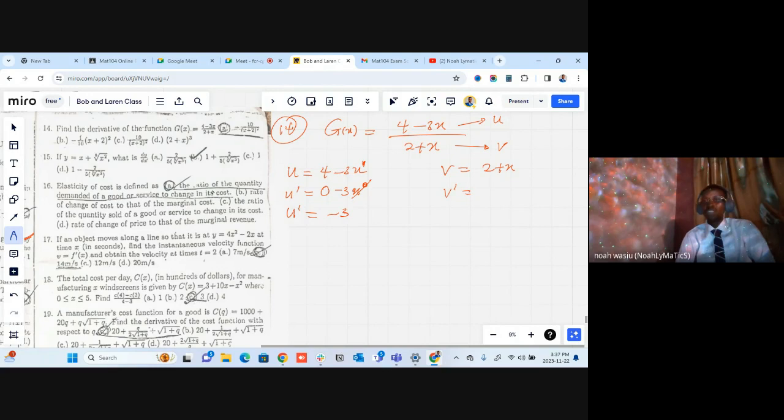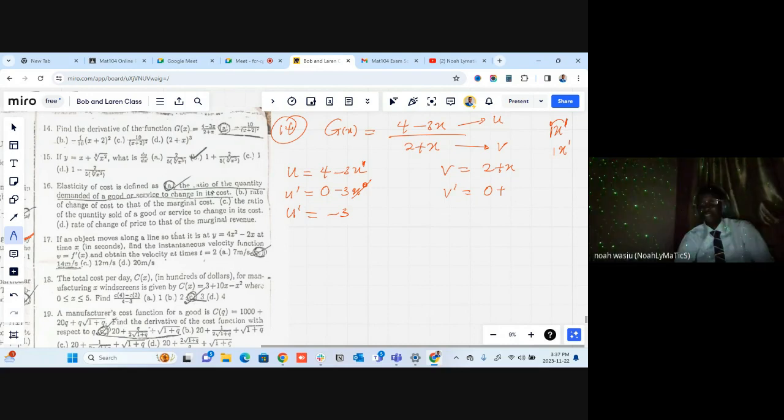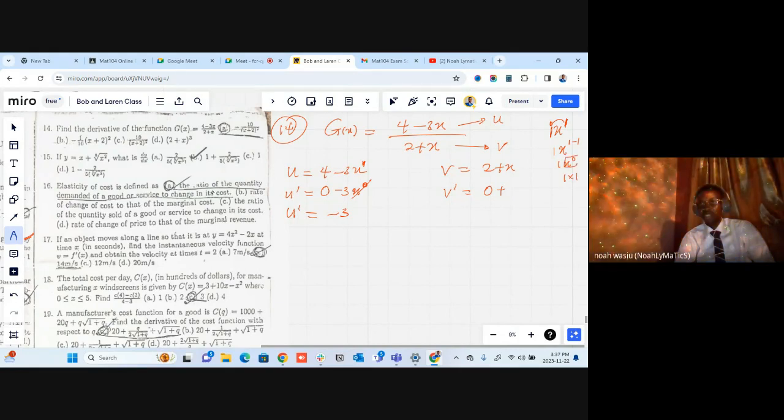As for this one, differentiate 2, that's 0. Differentiate x, that is 1. Do you know how it is 1? Because I have x to the power of 1 and I want to differentiate. There's an invisible 1 here. 1 times 1 is 1, and we remove 1 from the power, so x to the power of 0 is 1. So my v prime is 1 and my u prime is minus 3.